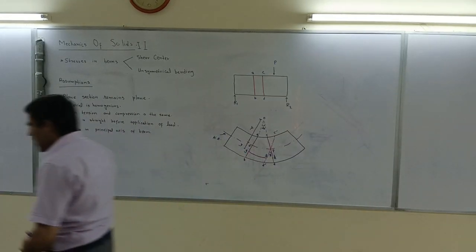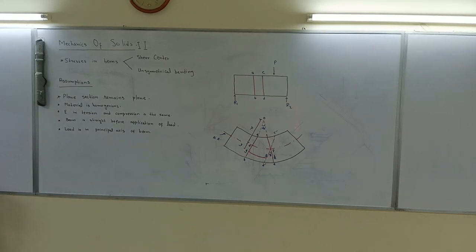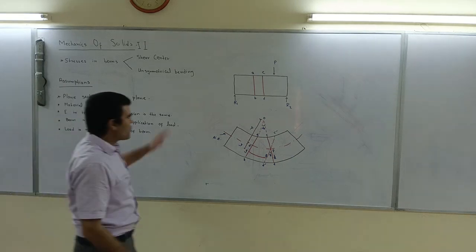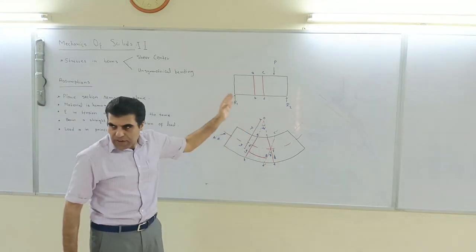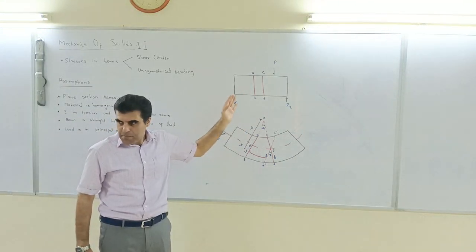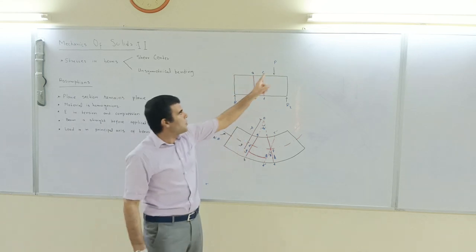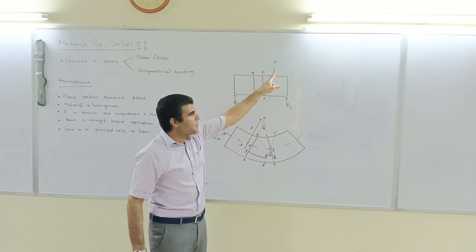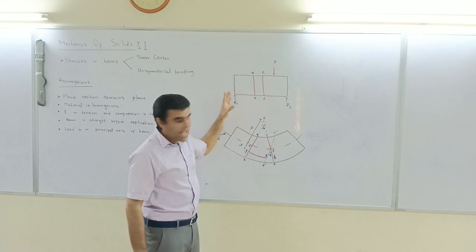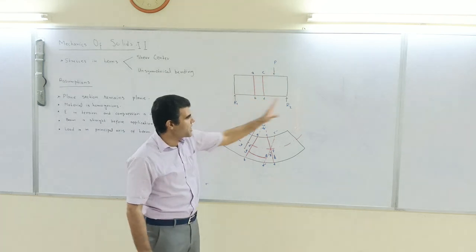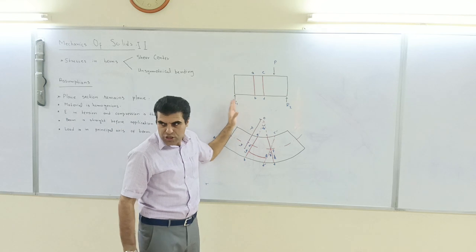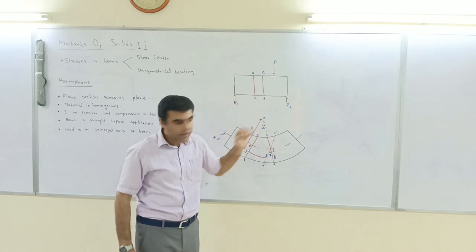Okay, so now we are going to derive our flexure equation. For that we assume a simply supported beam which is subject to some load. A load P is applied on the structure, and since it is simply supported, we have reactions R1 and R2 up here.